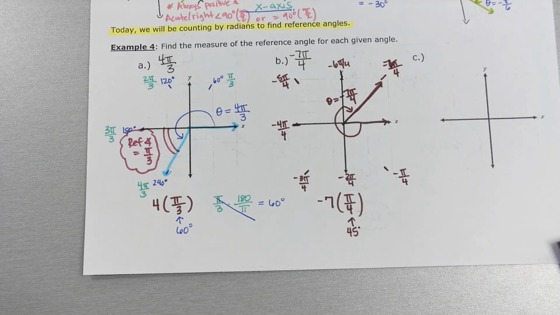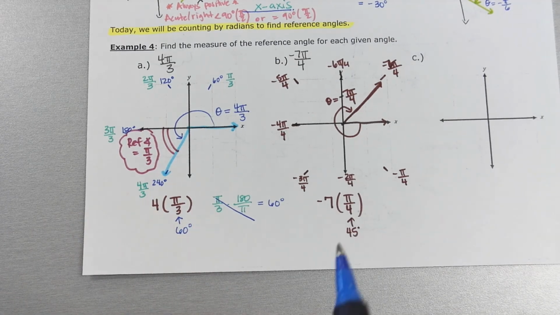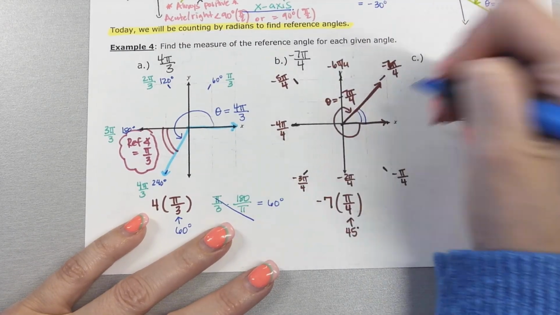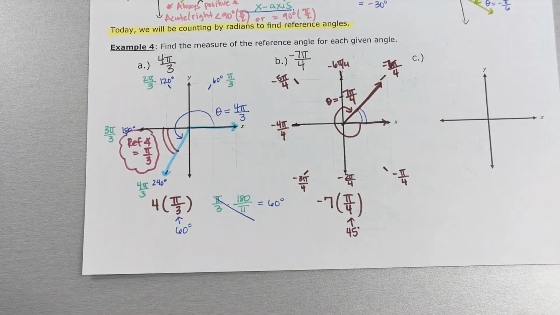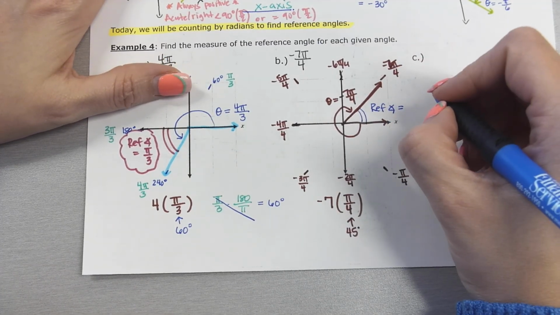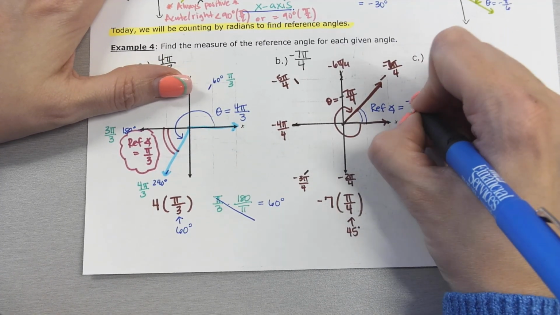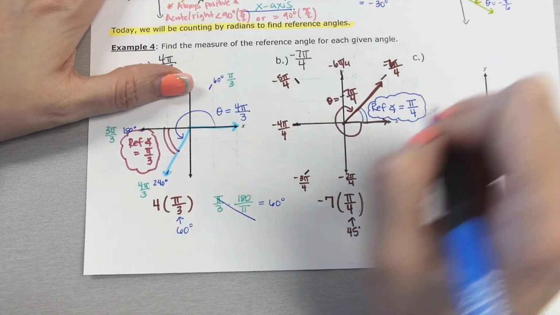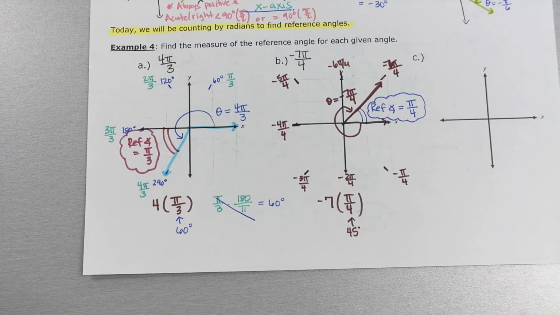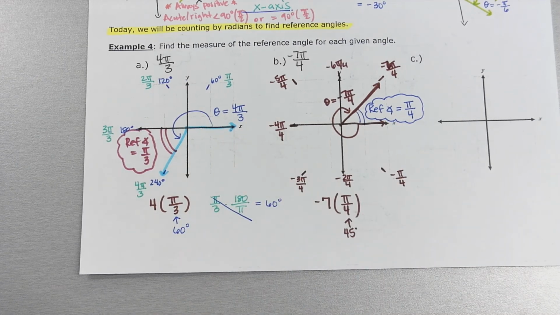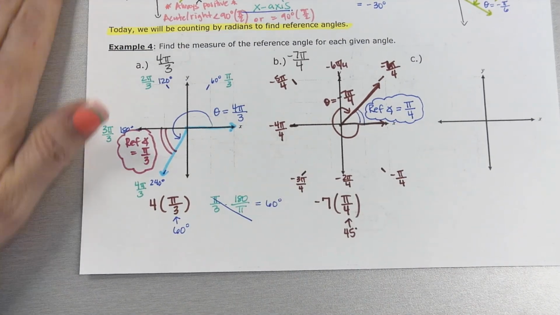Okay, so now when we do the reference angle, it's the shortest distance to the x-axis. The shortest distance in quadrant 1 is to the positive side. This is your reference angle. What is it? 45 degrees, which is pi over 4. It is not negative. Never negative. Okay, so it's positive pi over 4. The distance from negative 7 pi over 4 to this is 45 degrees, which is pi over 4. Okay?